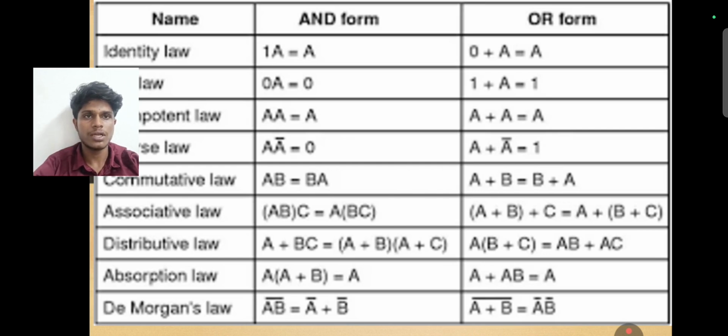De Morgan's law in AND form: (AB) whole bar equals A bar plus B bar. De Morgan's law in OR form: (A plus B) whole bar equals A bar into B bar.